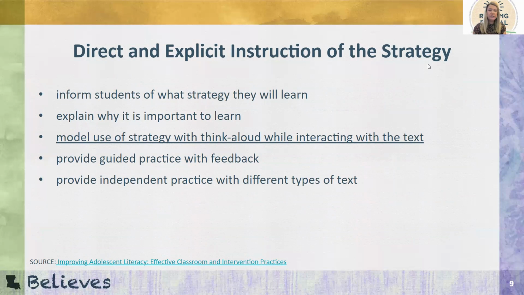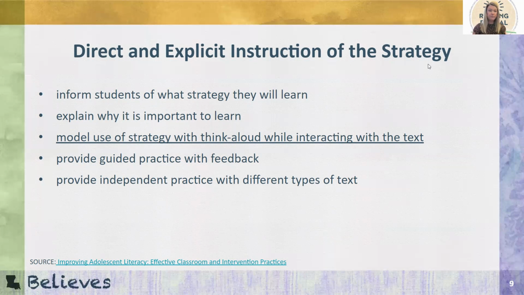You want to inform students of what strategy they will learn. So if we're focusing on writing today, we're going to say, okay, guys, we are going to be writing today. You're going to write me a paragraph, and you're doing that because the second bullet says explain why it's important to learn. You're going to construct a paragraph because I want to make sure that we build our competency around reading comprehension. I want to help you understand what you're reading, and you're going to keep doing this and better understanding what you're reading.